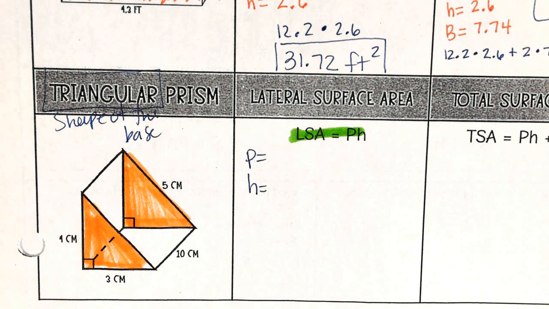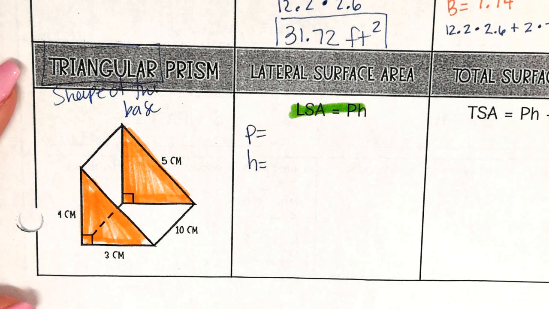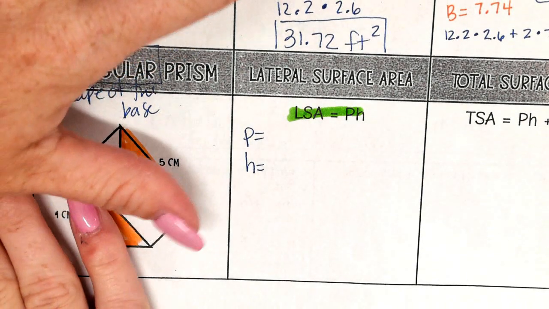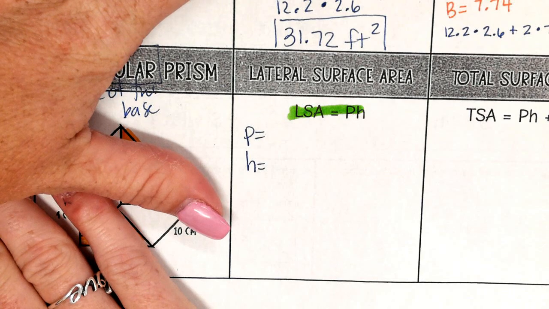How did I tell you to find the height? The height connects the two bases. So what number is connecting the two triangles? 10. So if you're ever confused, cover up the bases. The number that's left is the height. It's never part of the base.